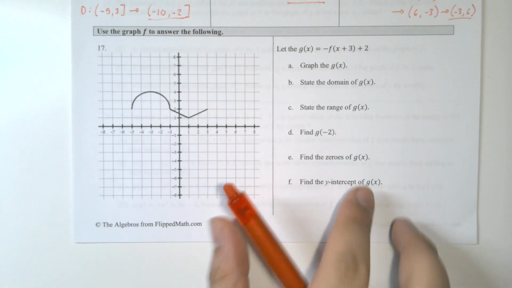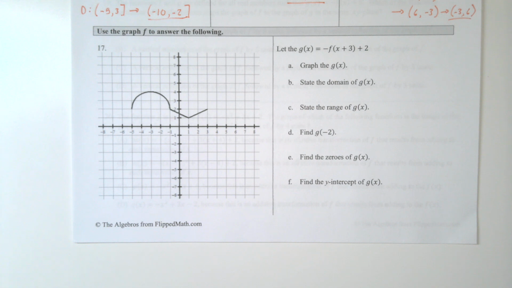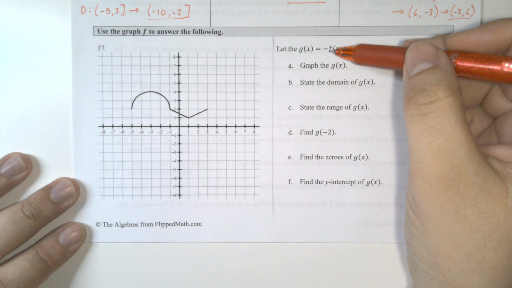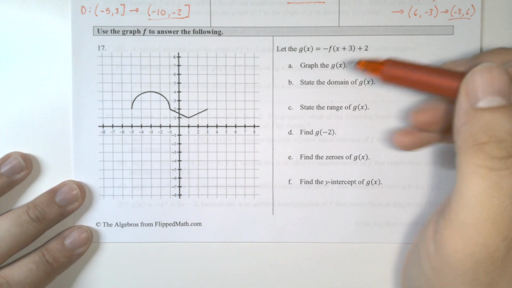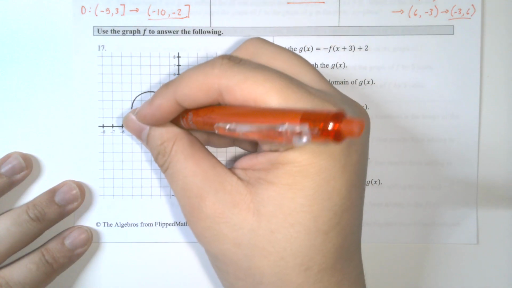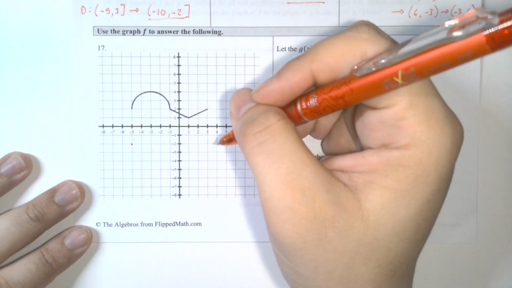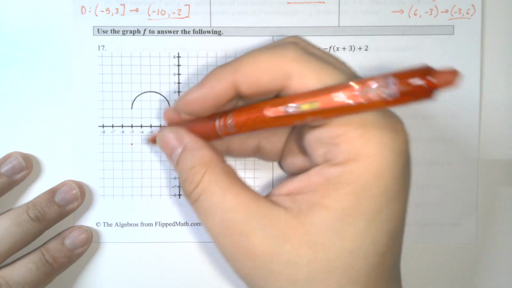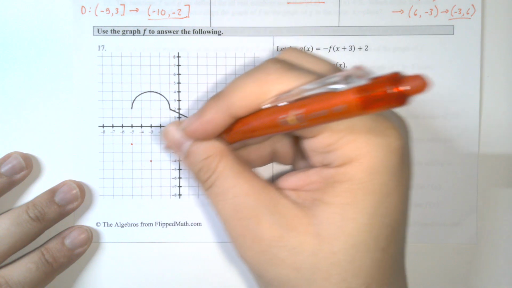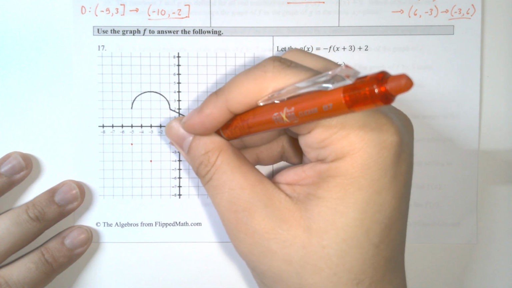Let's look at number 17. So first, let's identify what the transformations are here. The first one we have is this minus f. So remember that's going to be a reflection over the x-axis, so we're going to negate all of the y values. So this point right here, just negating the y value, is going to go down right there. This point is the up 4, so this is going to go down 4. This is up 2, so it's going to be minus 2.